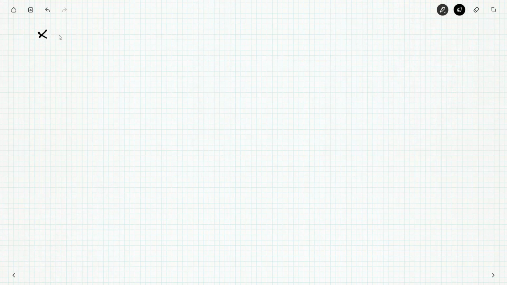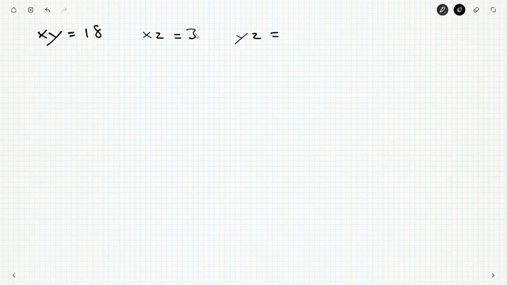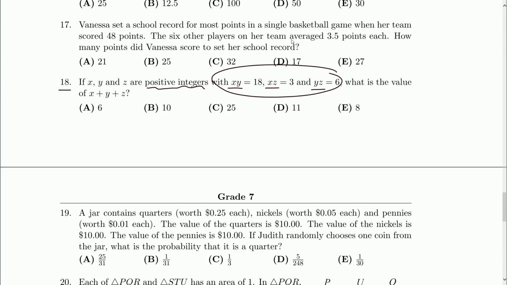x times y, we know that's 18. X times z, we know that's 3. And y times z, we know that's 6. We also know these are positive integers. That's going to play a role in just a moment.